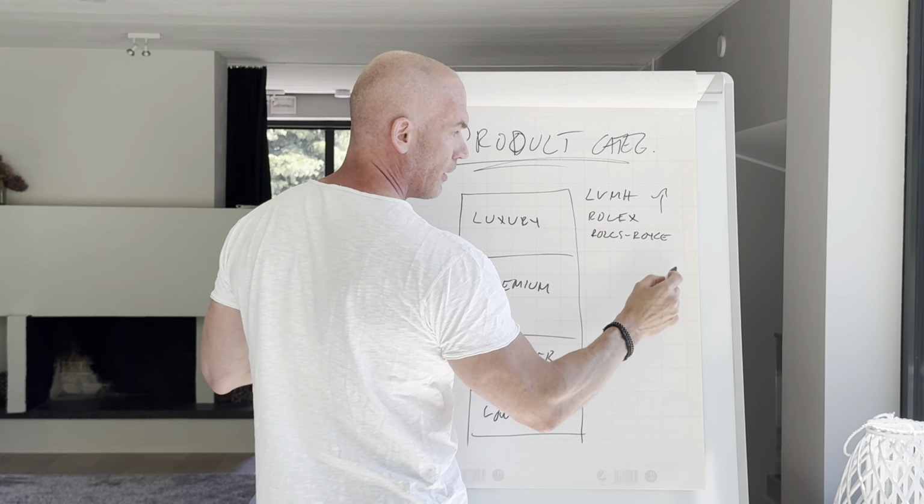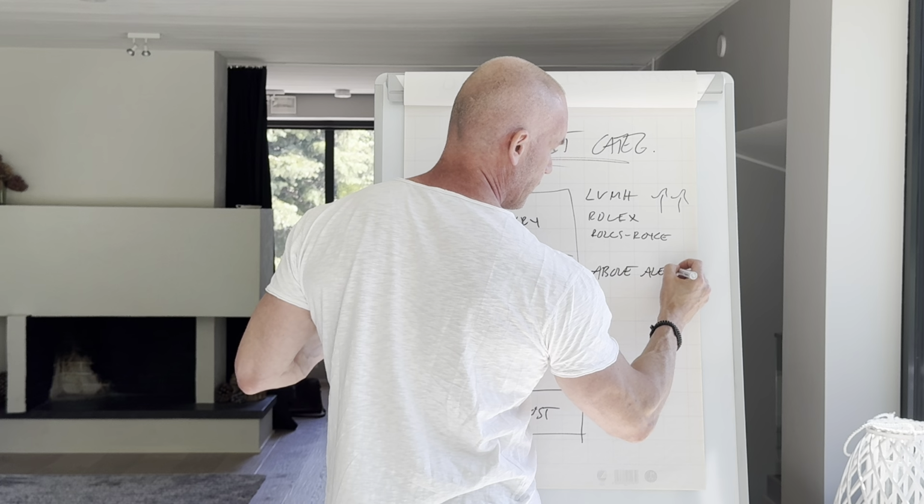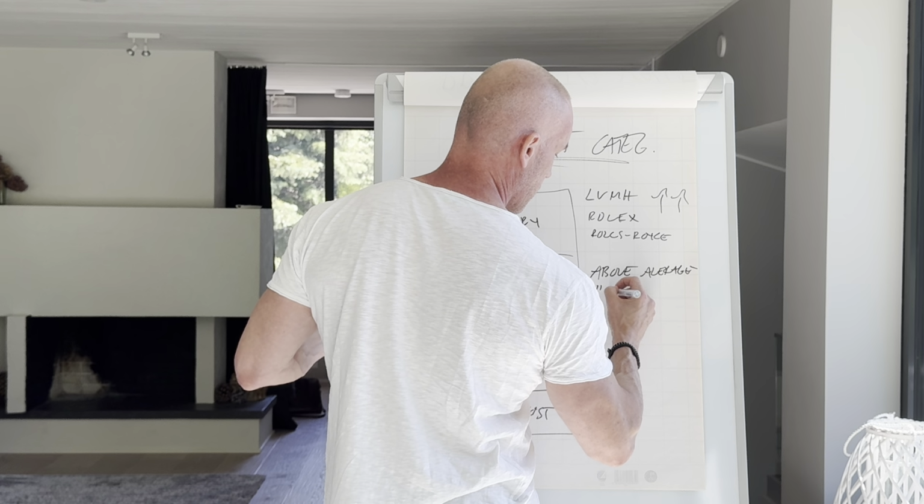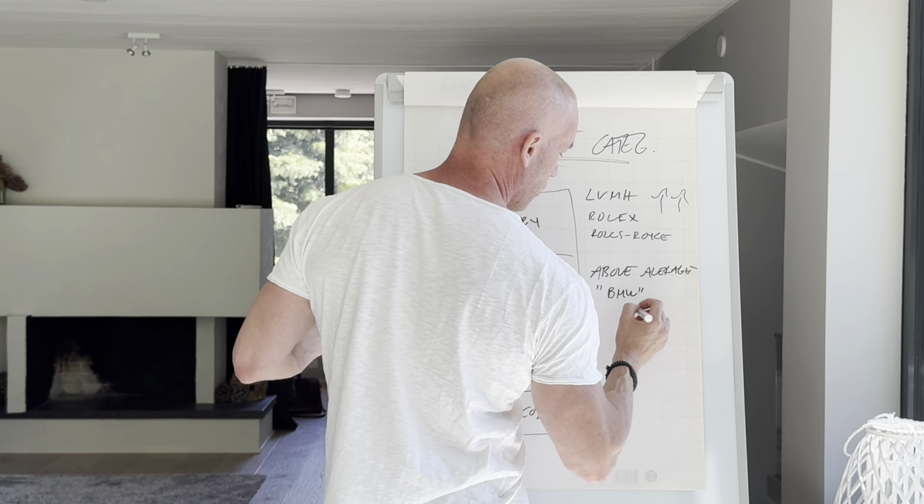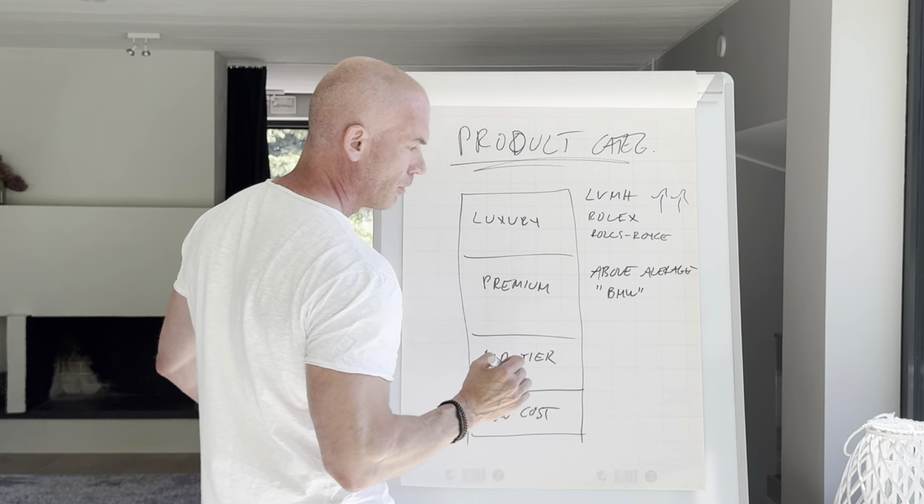If I'm selling premium, this is what I would call above average. This is your BMW of consumer business. Here the problem is that when you increase your price, you always need to pair that with the utility. So the value actually goes down if you don't offer anything else.